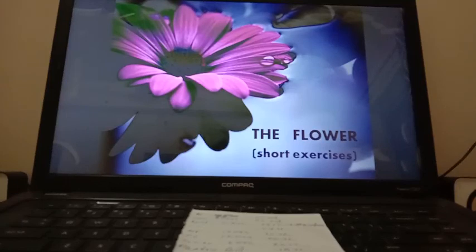Number 4, seed, that will match with embryo. Number 5, hydrophilus, that is matching with water pollination. And lastly, number 6, ornithophilus, that is matching with bird pollination. So I am repeating once: entomophilus, insect pollination; fertilization, zygote; anemophilus, air pollination; seed, embryo; hydrophilus, water pollination; ornithophilus, bird pollination.